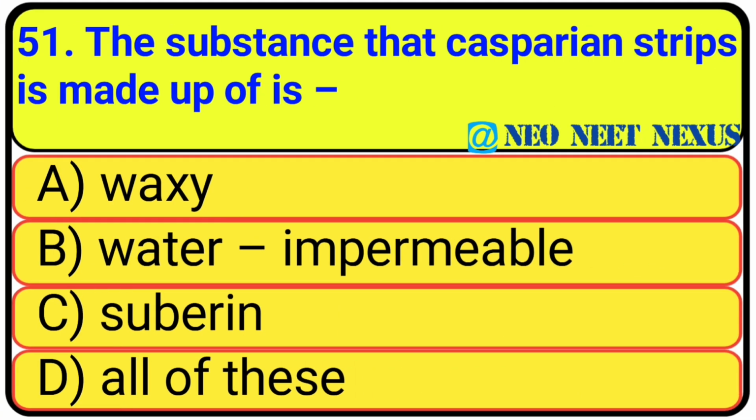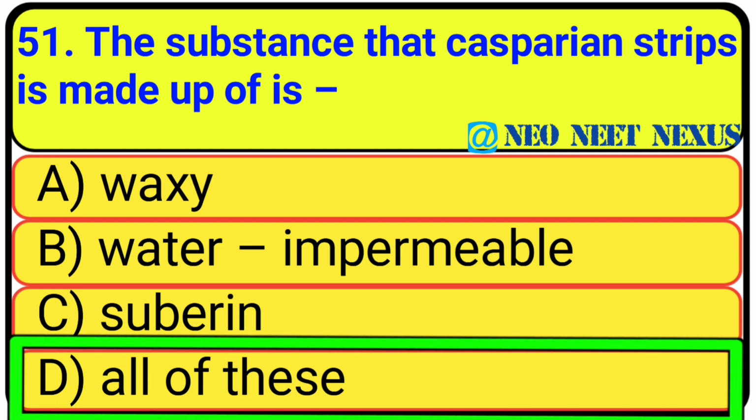Next, the substance that Casparian strips is made up of is A. waxy, B. water impermeable, C. suberin, D. all of these. Correct answer is option D, all of these.